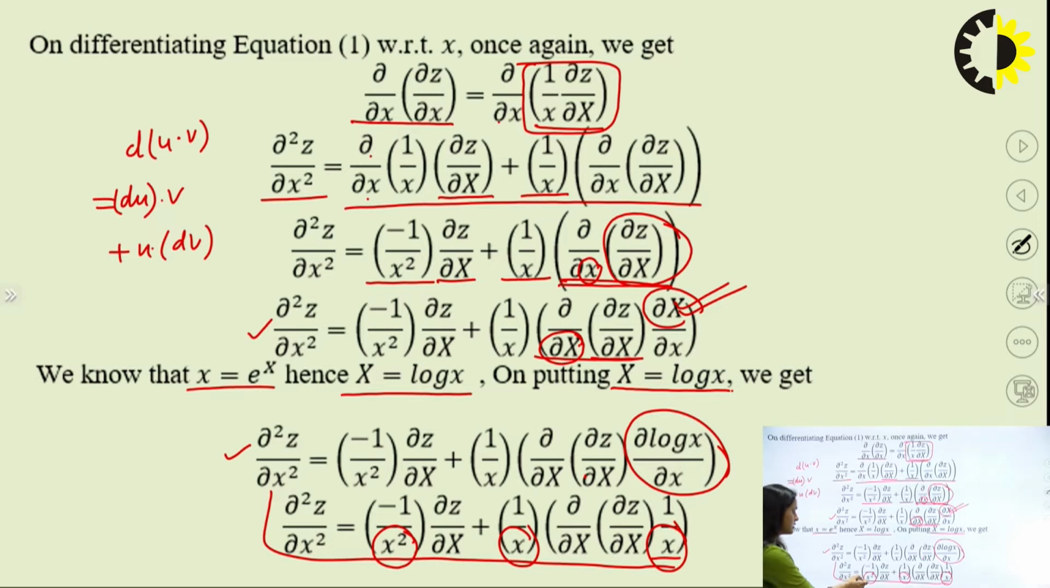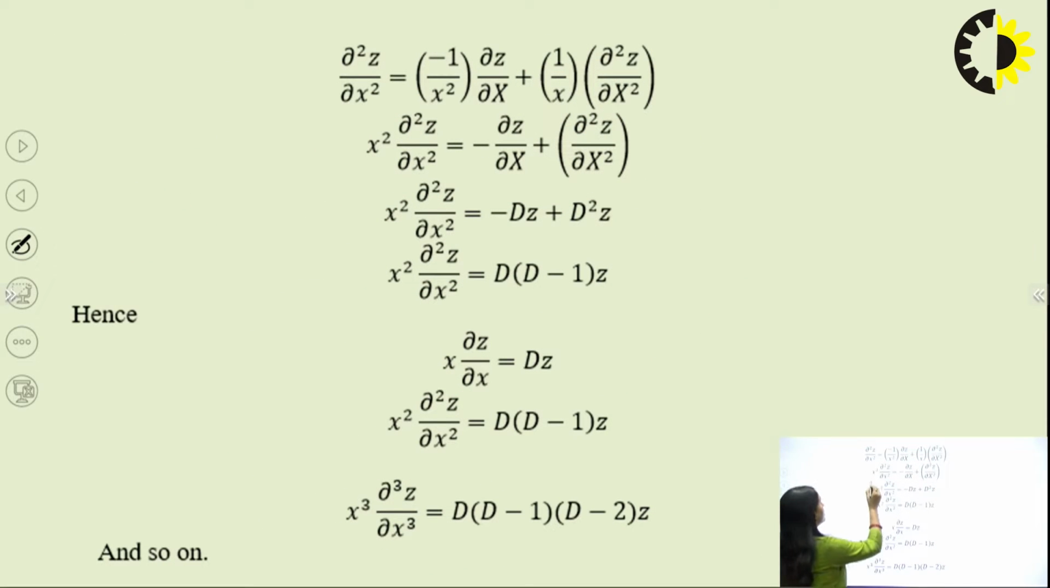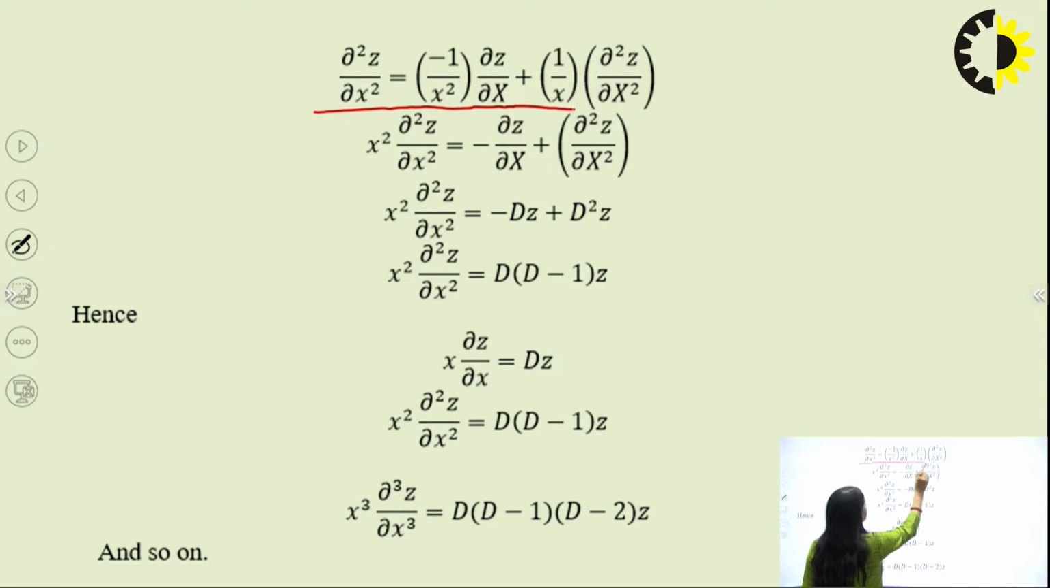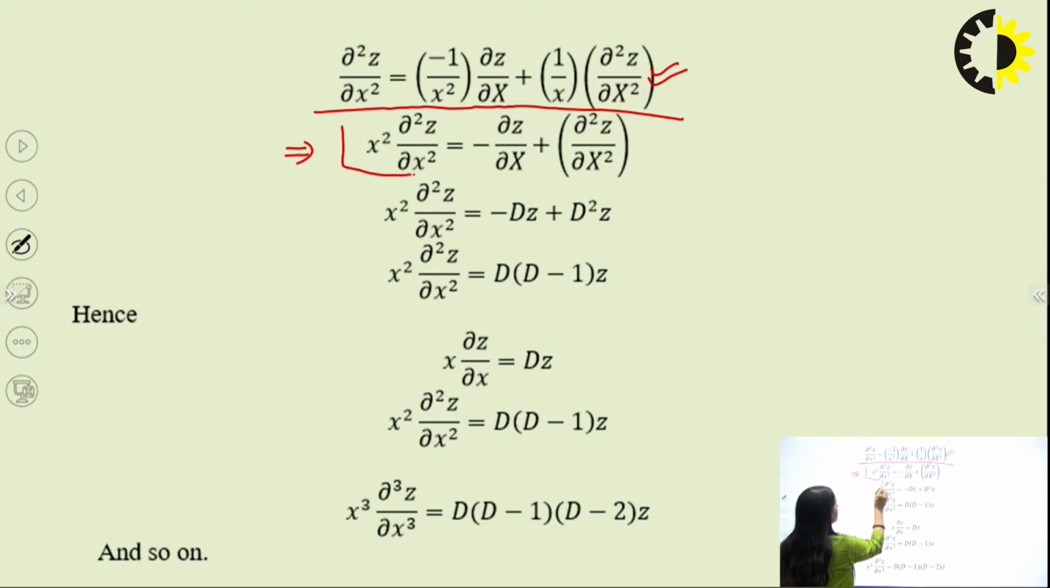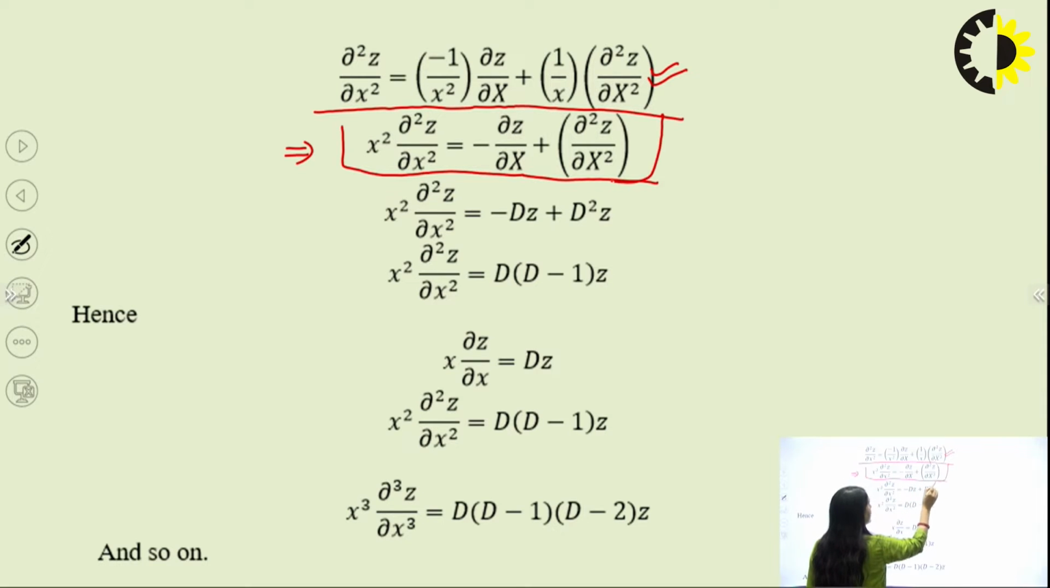So now this term, which is in the denominator of both the terms, we will take it to the LHS, and so now ∂²z/∂x² is equal to -1/x² ∂z/∂X plus 1/x² ∂²z/∂X². And so we will get x² ∂²z/∂x² is equal to -∂z/∂X plus ∂²z/∂X².